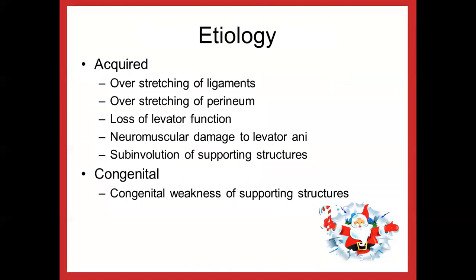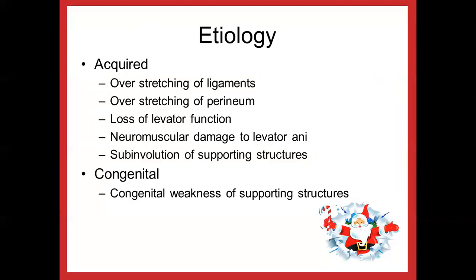The loss of levator ani muscles and levator ani nerves is another cause. The levator ani muscles and nerves are what support the uterus. So if there is any loss in the function of the levator ani muscles or nerves, that will lead to prolapse of the uterus.